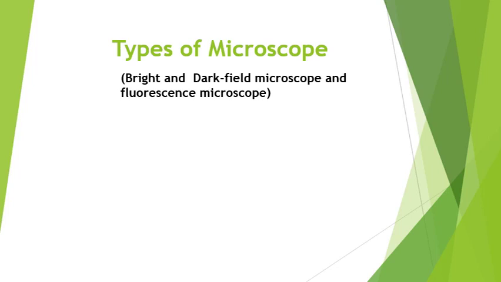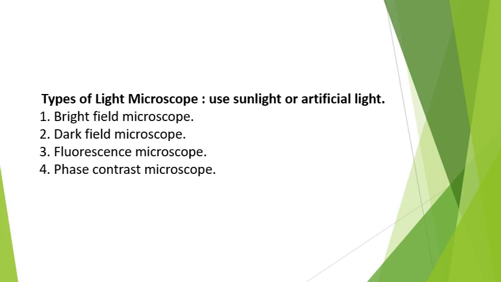So here we have types of microscope. Light microscope: one is bright field microscope, the other one is dark field microscope. Then we have a fluorescence microscope, and then we have a phase contrast microscope. In this lecture, I'll give you a very brief introduction of bright field microscope, because in our previous lecture, lecture number 5, we discussed general light compound microscope. Light compound microscope is also called bright field microscope.